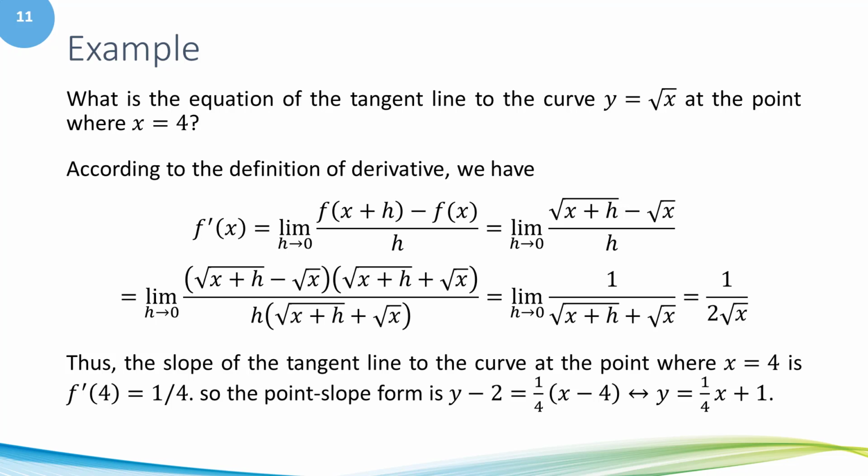First, we find the derivative of √x. So we have f'(x) by using the definition is something like that, and so on and so forth. Then we have f'(x) is 1 over 2√x. So the slope of the tangent line, if we have x = 4, then f'(4) equals a quarter. Then we apply that to the point-slope form. Then the equation is y = x/4 + 1.